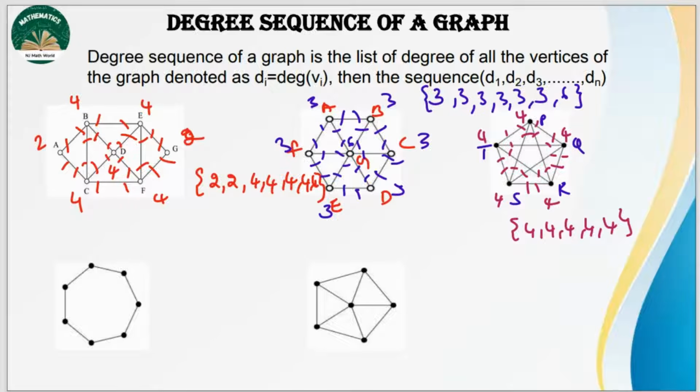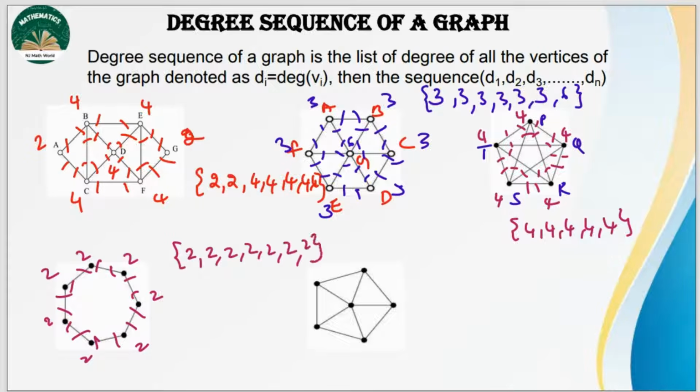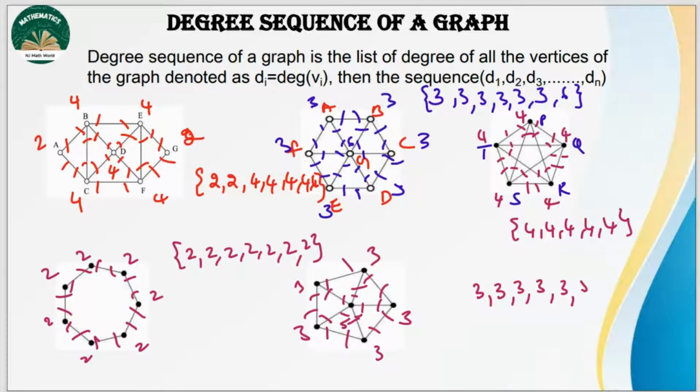Next, moving on with this one, the degrees are 1 and 2 alternately, so here we have 1, 2, 3, 4, 5, 6, 7 vertices, and the degree sequence is listed accordingly. Then the next one: each outer vertex has 3 lines, and the center one has 1, 2, 3, 4, 5 lines, so it is 5. So it will be 3, 3, 3, 3, 3, and then 5. This is called the degree sequence of the given graph.